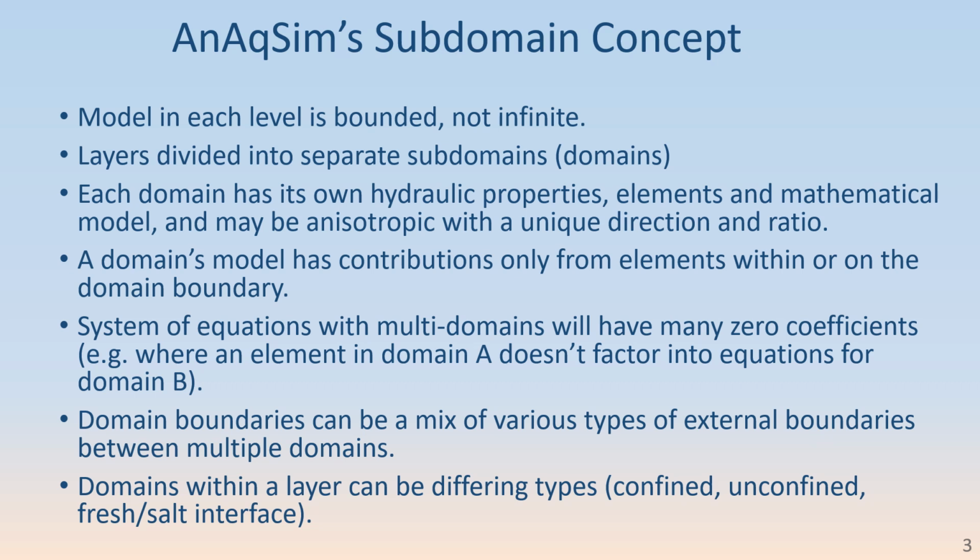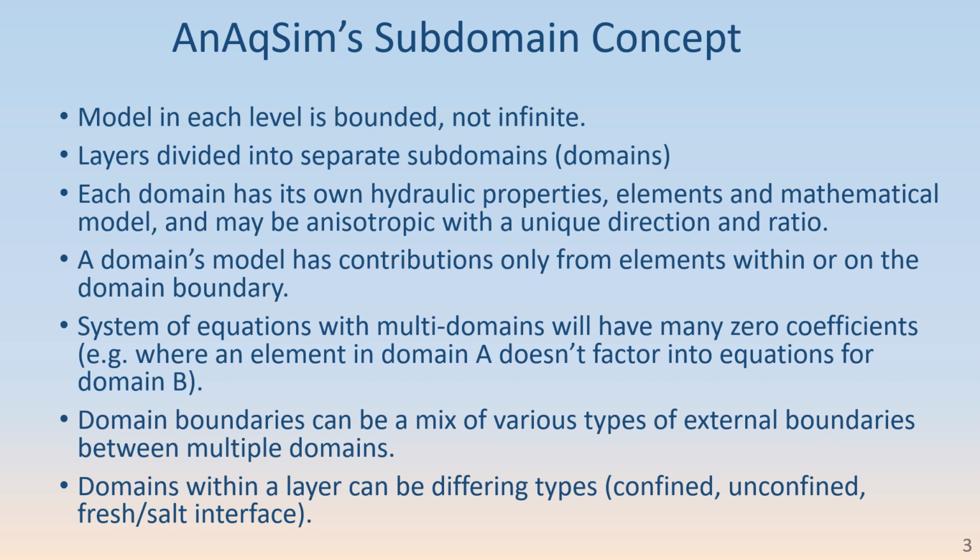And a domain's model has contributions only from elements that are internal to it or on its external boundary. And the system of equations that results is going to have a lot of coefficients that are zero. For example, an element in domain A is not going to factor into the equations for domain B and vice versa. So that builds in a little bit of computational efficiency.